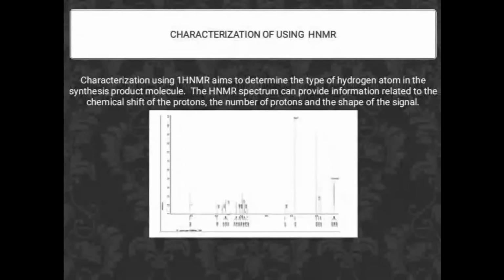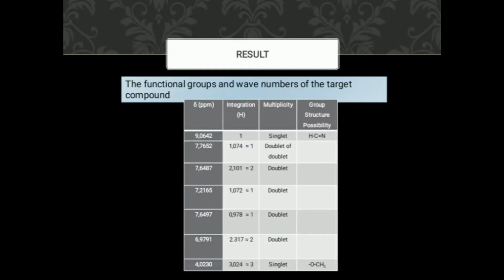And the last characterization is characterization using HNMR. Characterization using HNMR aims to determine the type of hydrogen atom in the synthesized molecule. The H-NMR spectrum can provide information related to the chemical shift of the protons, the number of the protons, and the shape of the signal. This is an H-NMR spectrum of the synthesized Schiff base, and this is the result for the functional group and the wave number of the target compound.